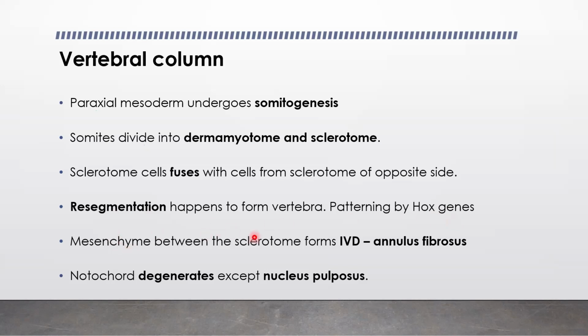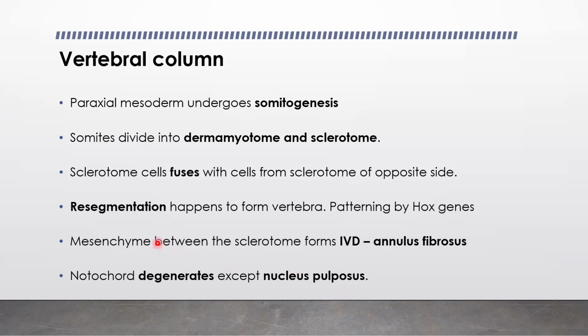Then the mesenchyme between the various sclerotomes will form the IVD, especially the annulus fibrosus, and then the notochord will degenerate, except for the nucleus pulposus. And we also remember the notochord will give us some ligaments, the alar ligaments, the apical ligaments, all of them coming from the nucleus pulposus.